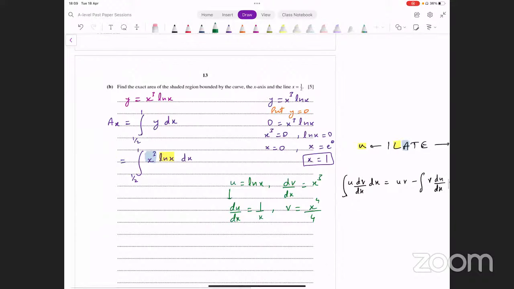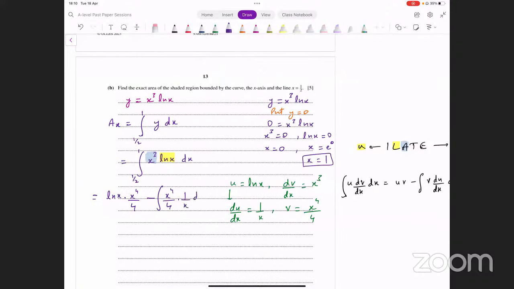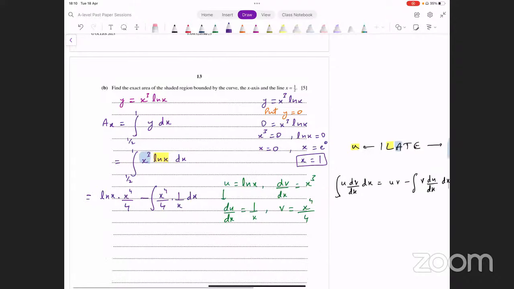Now you just have to input values in the formula and see what that gives you. U into V, that's what you have in the formula. U times V, what's U? U is ln x into V, which is x raised to power 4 over 4. That's your U into V, minus integral of V, which is x raised to power 4 over 4, into du over dx, which is 1 over x, with respect to x. You have applied the integration by parts formula.